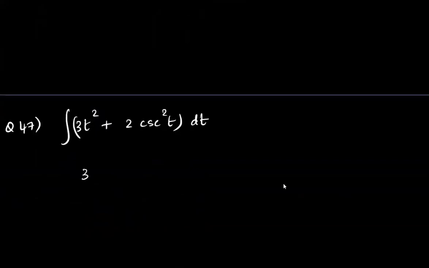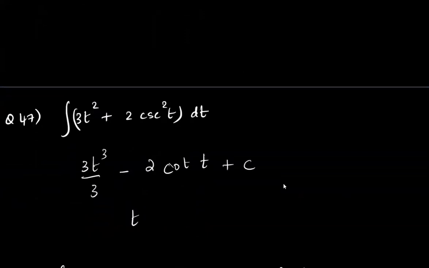3t squared will be 3t cubed over 3 minus 2 cotangent t plus c. So this can be simplified as t cubed minus 2 cotangent t plus c as your final answer.